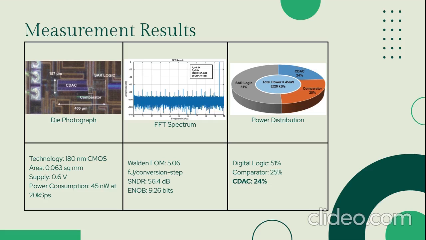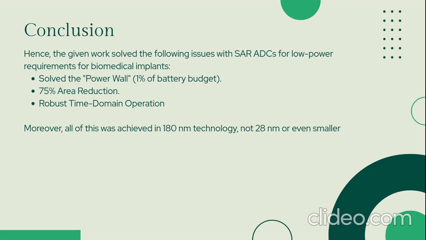The capacitive DAC, which generally accounts for the largest fraction of the power consumption, is the lowest fraction here, only accounting for 24% of the total power consumption, while the digital logic is responsible for 51% of it. Hence, we can sufficiently say that they have removed the bottleneck from the analog front end of the SAR ADC.